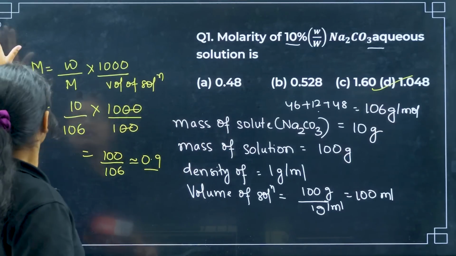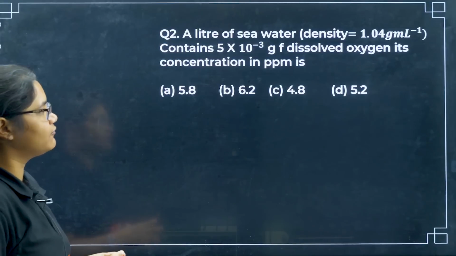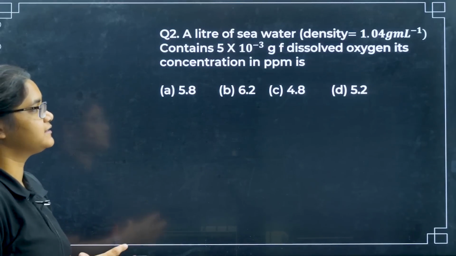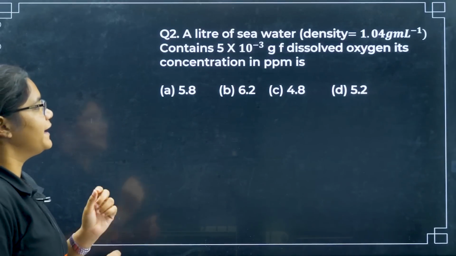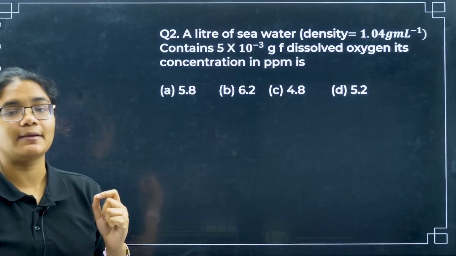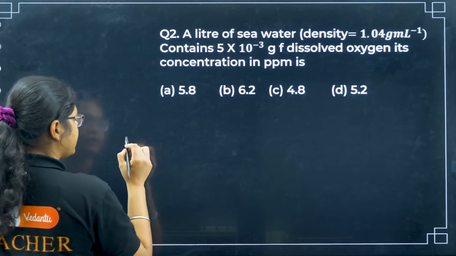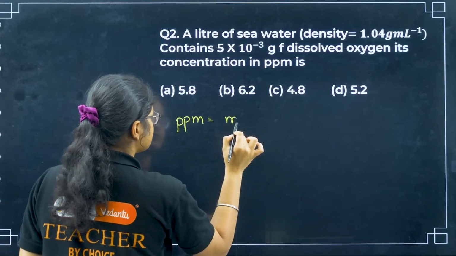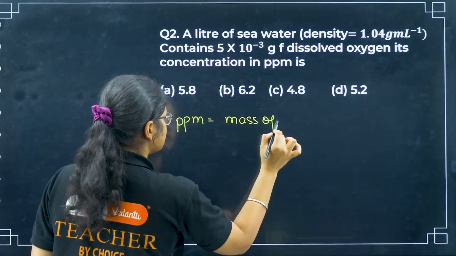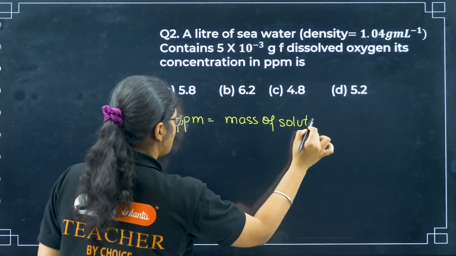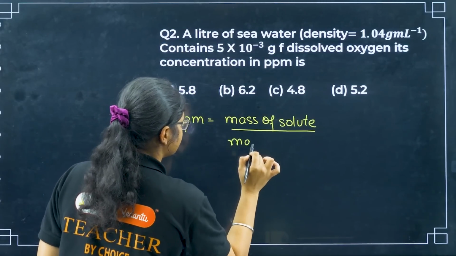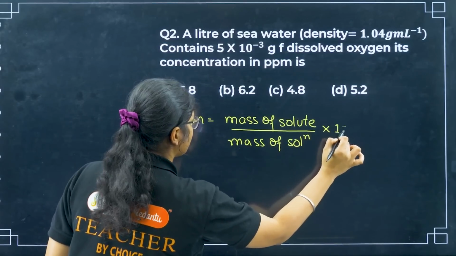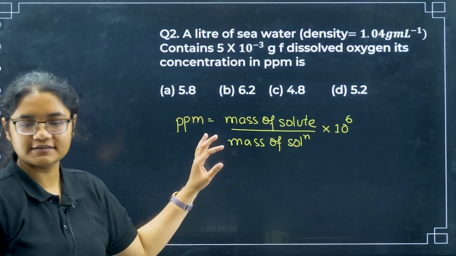Next, a liter of sea water whose density is given to you contains 5 into 10 to the power of minus 3 gram of dissolved oxygen. Its concentration in ppm is. To calculate the concentration in ppm, the formula is mass of the solute by mass of the solution, into 10 to the power of 6. This is the formula.